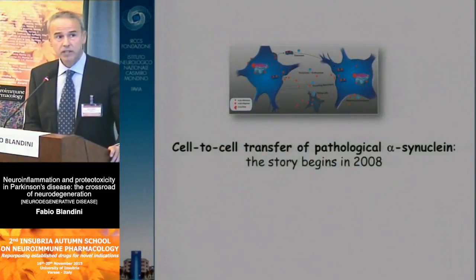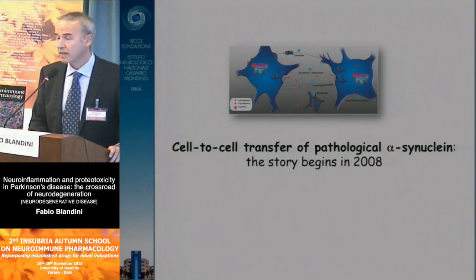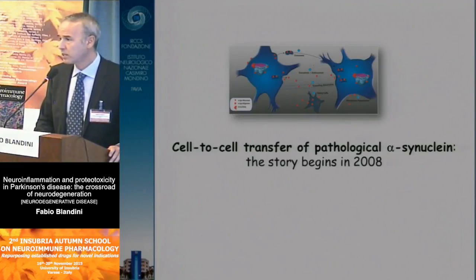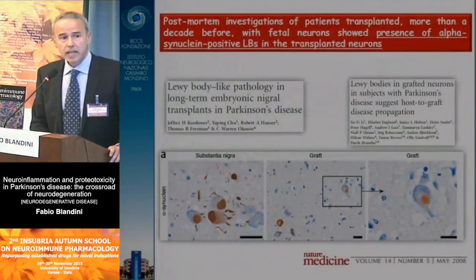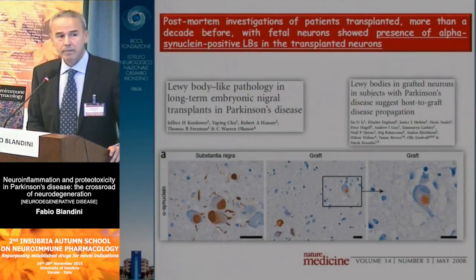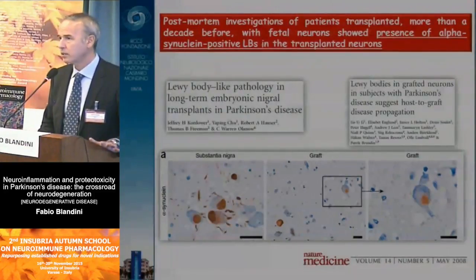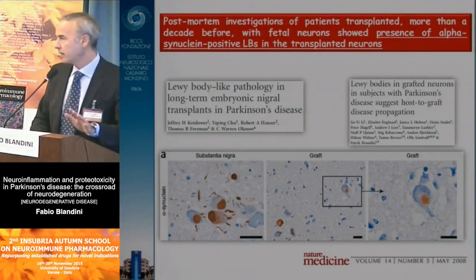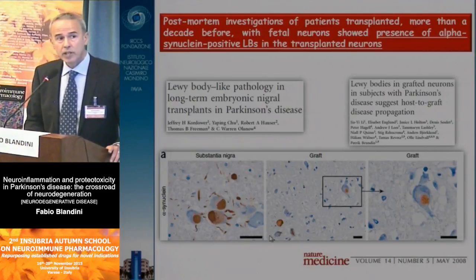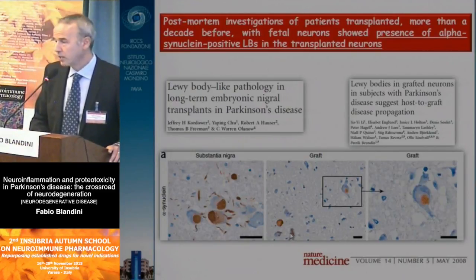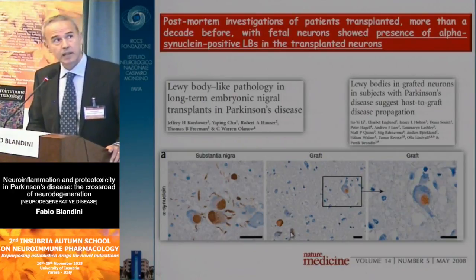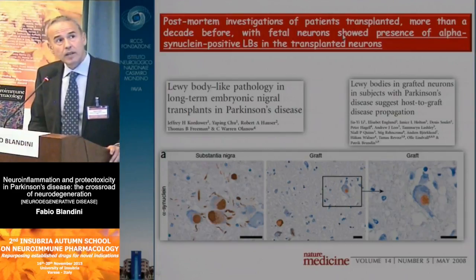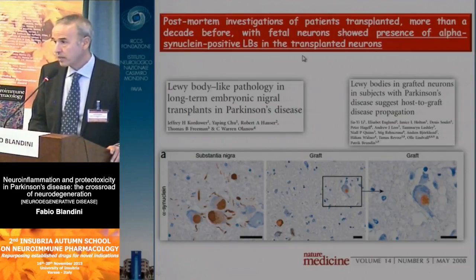And speaking of the cell-to-cell transfer of pathological alpha-synuclein, the story begins in 2008. So it's quite a recent story. It begins when Nature Medicine publishes two papers from two independent groups in which the authors studied the brains of patients who had received, 10, 15 years before, a transplantation of fetal neurons.